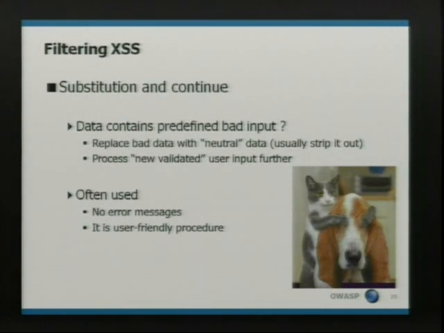The next point is the substitution and continue approach. So if the data contains any predefined bad input, what we should do, we usually strip it out or replace the data with other harmless data. And afterwards, we proceed with the new validated user input further. This is something that usually happens, maybe because it's very user-friendly and because we don't have to care about any error messages. And from the developer's point of view, it's also very simple to handle.